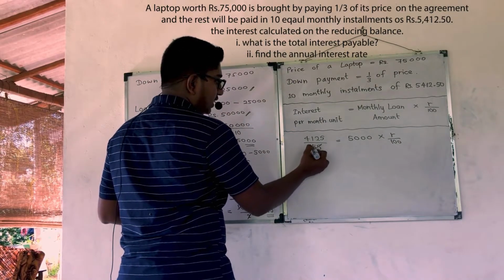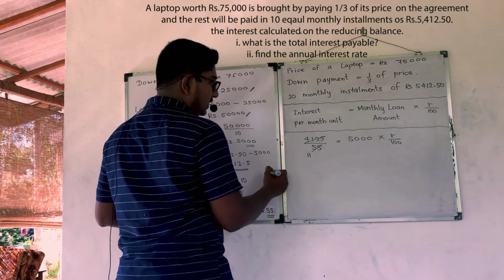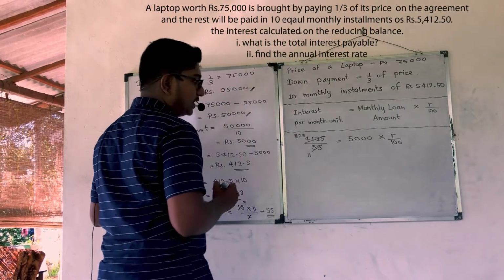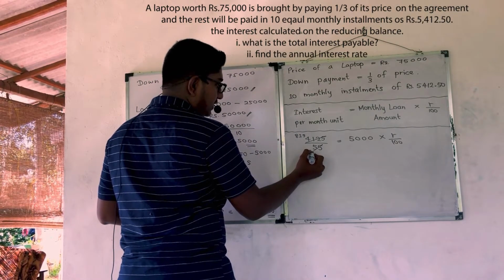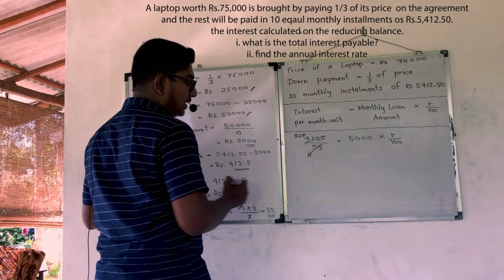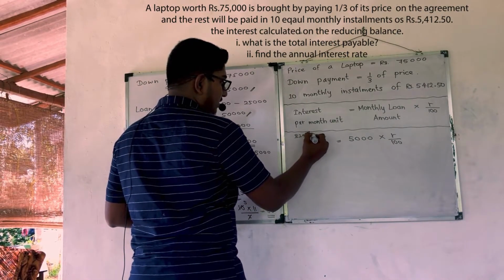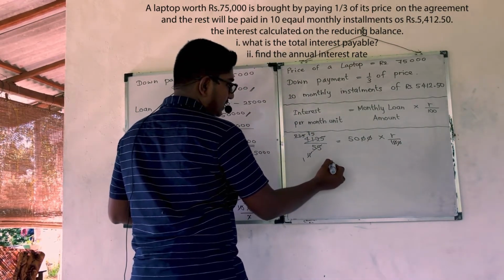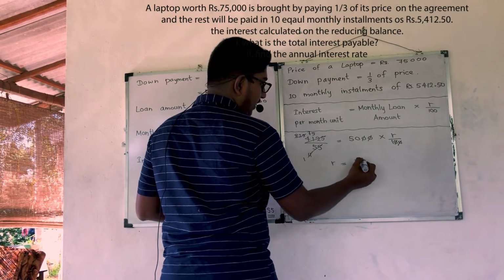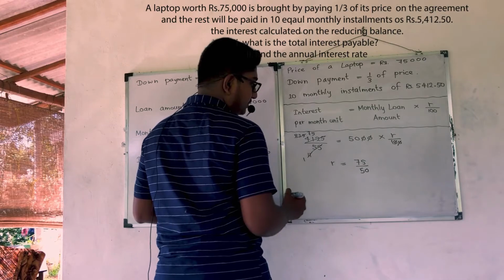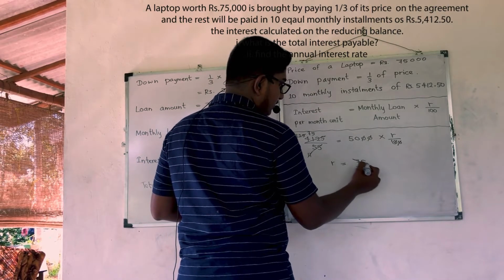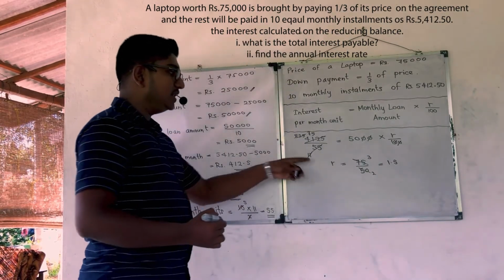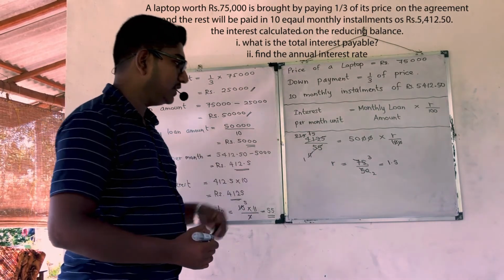When we simplify these two values by 5, we have 11 here. 825. Then we can divide 11 and 825 by 11. 11 times 1, 11 times 75. When we simplify, we get 75 divided by 50. 25 times 2, 25 times 3, 1.5. Now this is the interest rate for 1 month.